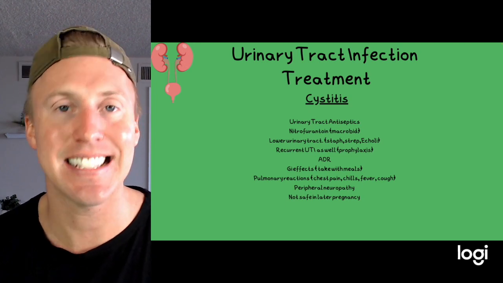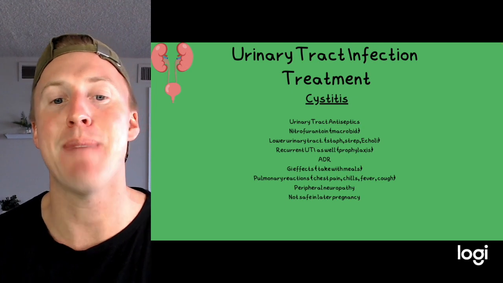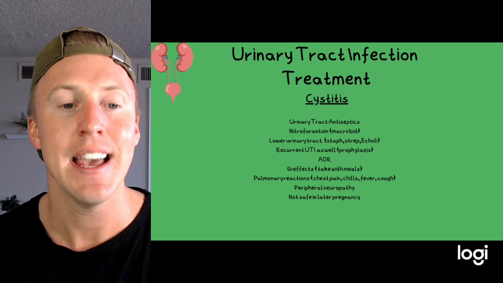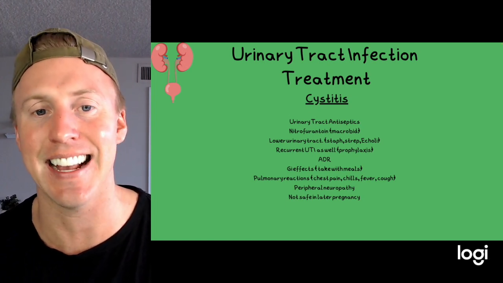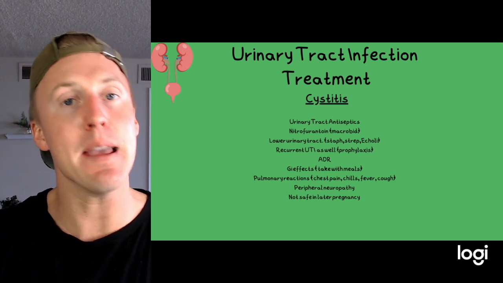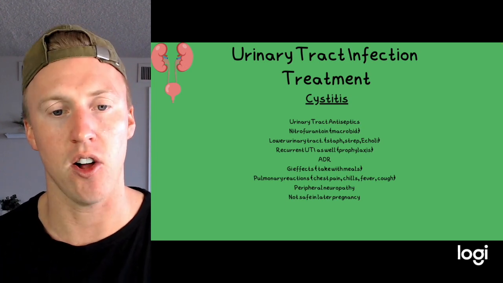Macrobid is an antiseptic of the urinary tract, so it can help with lower urinary tract bacteria such as staph, strep, and then that common E. coli. It can also help out with recurrent UTIs as a prophylaxis against them. Now, recurrent UTIs can come from the same bacteria just regrowing or different bacteria coming in and colonizing.